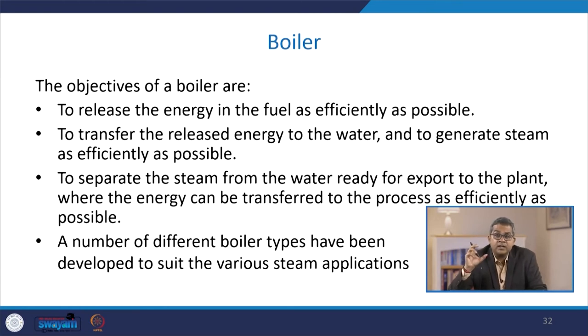Now, there is a steam chest, which is in intimate contact with the water. Then there is a need to separate the steam from the water, so it can be exported to the plant. This is again one of the objectives of the boiler. Why does it need to be exported? So that the energy can be transferred to the process as efficiently and as quickly as possible. A number of different boiler types have been developed to suit the various steam applications.